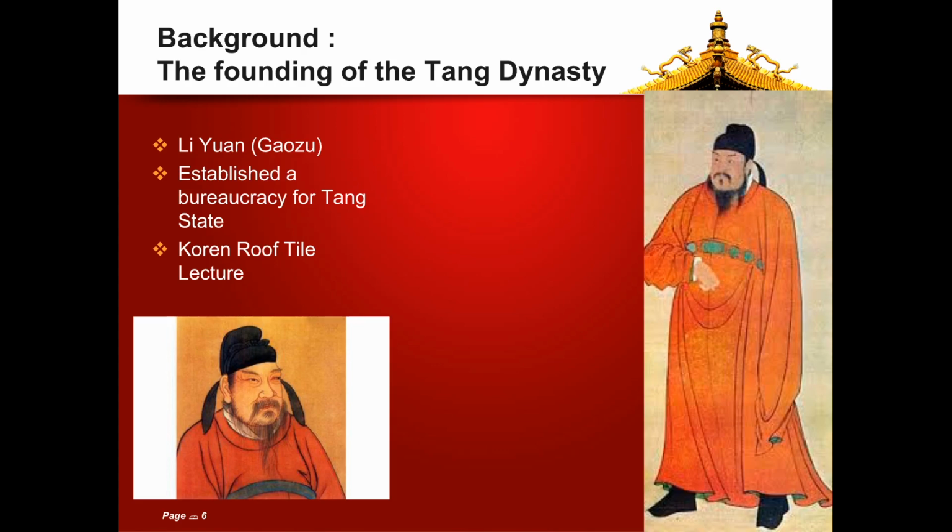And by 621, he controlled China's eastern plain. And in 624, he added most of the rest of North and South China. He directed many complex military operations in his tenure and established the basic institutions of the Tang state. And Professor Hockley mentions this in the Korean roof tile lecture, that the Tang dynasty is what unified all of China, and it kind of created a stable foundation on which trade and wealth could really flourish.